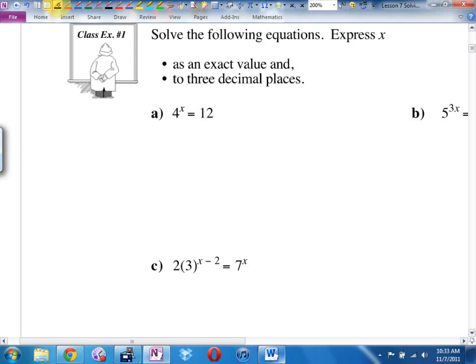Don't get this mixed up with something like this. We did those last year. Take the fourth root of both sides. You're not going to be using logs or anything. It's not that it has an exponent. It's that the x is sitting inside an exponent. How will I solve this? I'm going to take the log of both sides.